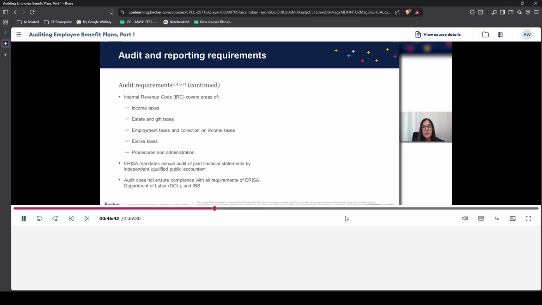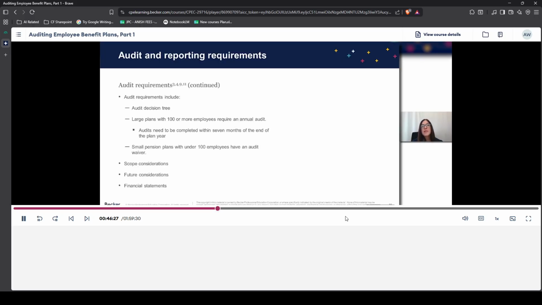Now, just because you're performing your audit in accordance with auditing standards, that still does not guarantee that the plan is going to be in compliance with all of the rules and regulations in accordance with ERISA, the DOL, and the IRS. But you do need to at least be familiar with what those specific rules and regulations are. And your plan document is what you're going to be using, because the plan document is what governs the plan as well in accordance with the IRS and ERISA. And you're testing to make sure the plan's operating in accordance with that plan document.